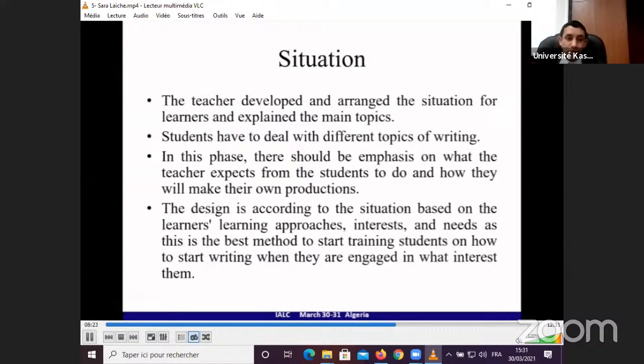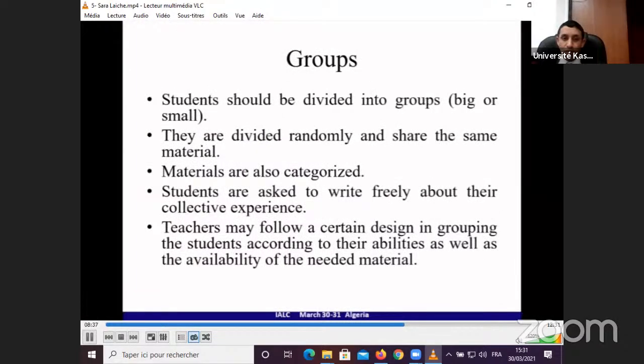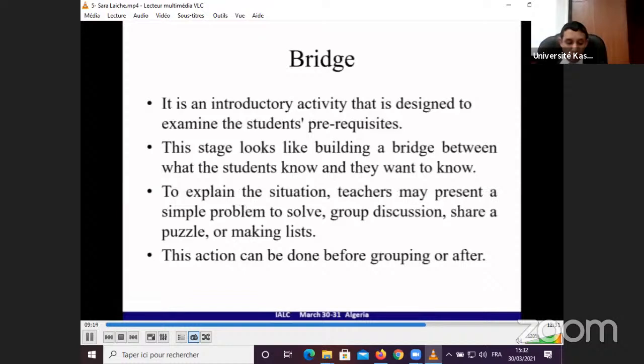Well, the procedure of this research begins with the situation, where the teacher developed an arranged situation for the learners and explained the main topics. After that, the teacher divided the students into groups. It's not important whether these groups are big or small. The most important is that they are randomly divided and they share the same material. The students are asked politely about their collective experience. The teacher may follow a certain design in grouping the students according to their abilities as well as the availability of the needed material.